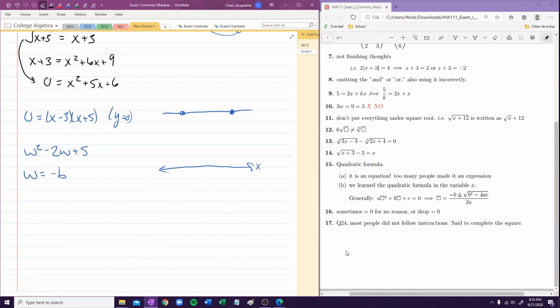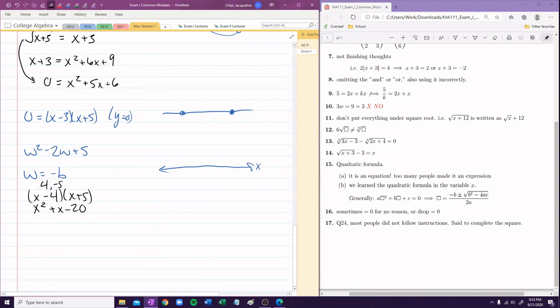For question 23, it was an extra credit problem, but I only think a couple of people got full credit, because a lot of people just gave me, say if the zeros were 4 and negative 5, then I can say x is minus 4, x plus 5. And then you solve it.